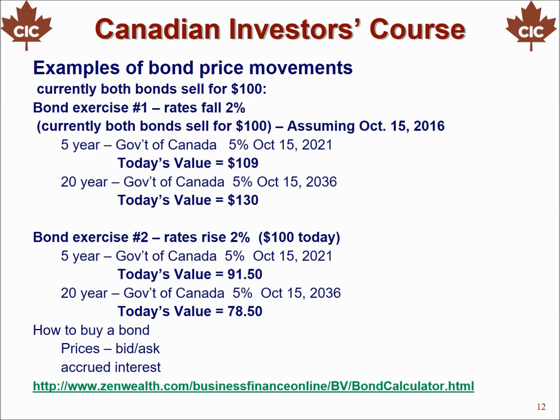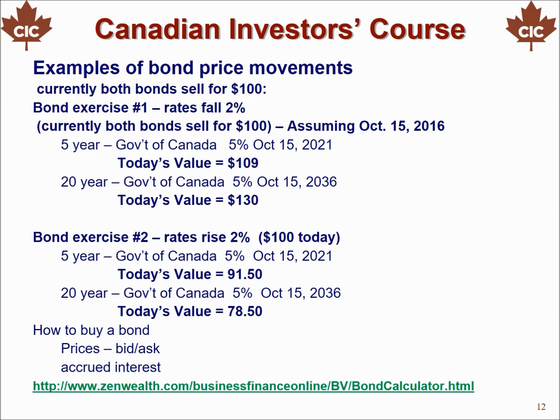So a 5-year Government of Canada 5%, 15 October 2021 bond, the value of the bond is now $109. And if it were a 20-year, it'd be $130. So that bond, after a 2% move, is up 9% in value if it's a 5-year, and if it's a 20-year, it's up $30 in value. So that's really quite substantial.